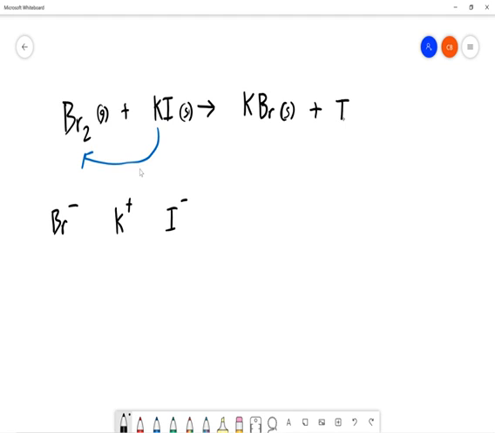And iodine, which we know from Hankel-Briff, oops, I meant to put a 2, is a diatomic gas. So we write I2 and it exists as a gas. All in all, you have bromine as a gas plus potassium iodide produces potassium bromide and iodine gas.